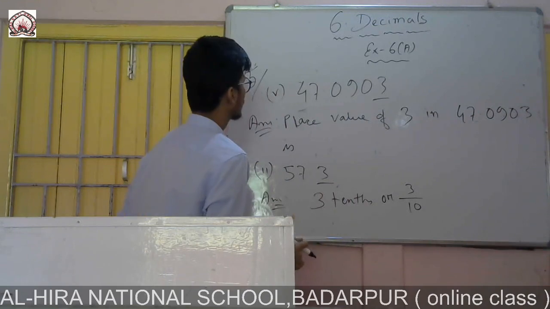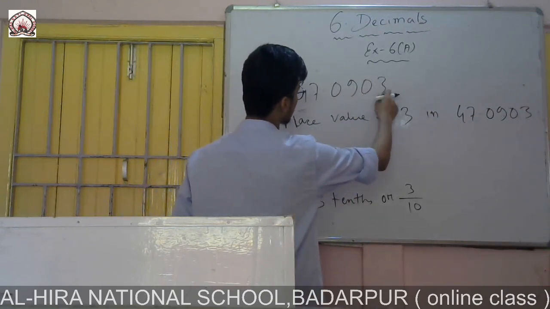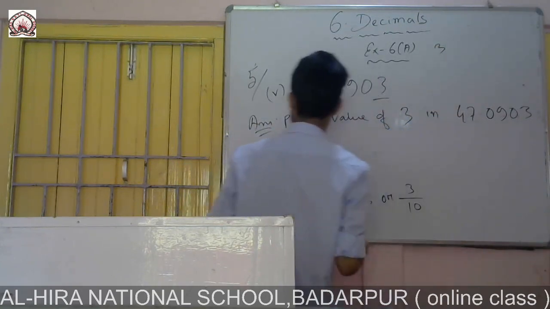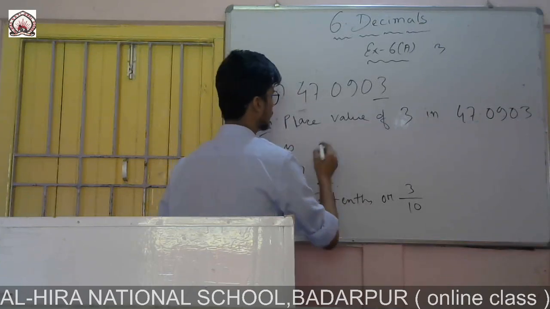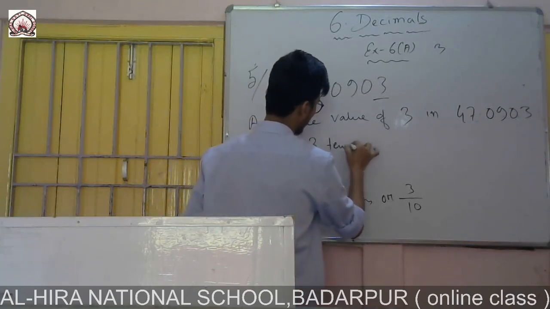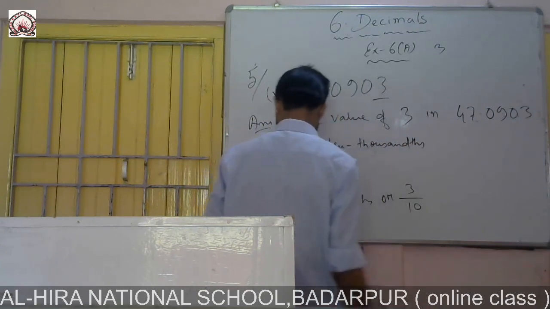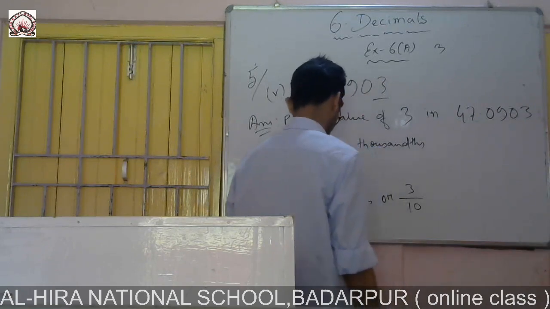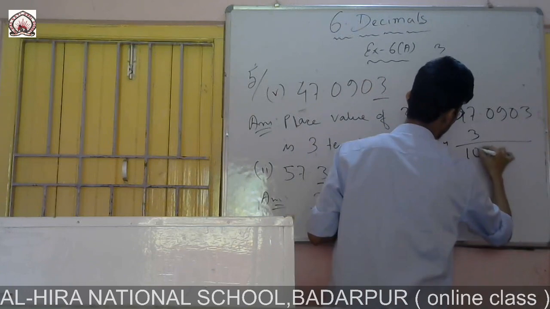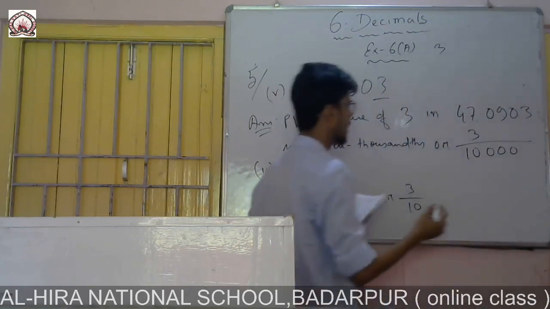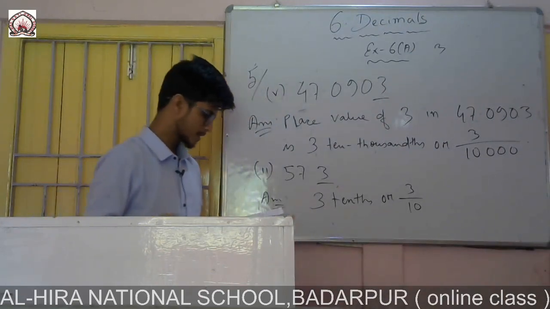It is, you see, after 1, how many 0? 1, 2, 3, 4, that means 3 by 10,000, which is equal to 3 ten-thousandths. You write: the place value of 3 is 3 ten-thousandths, or 3 by 10,000.